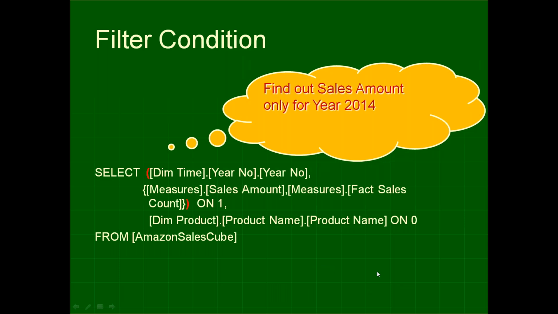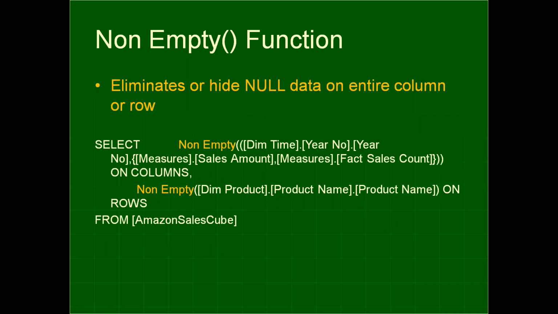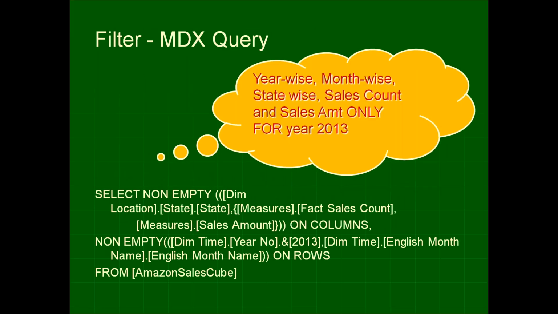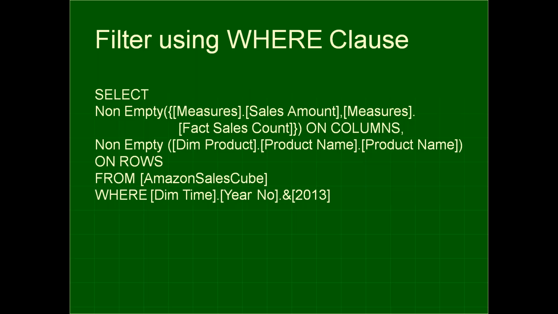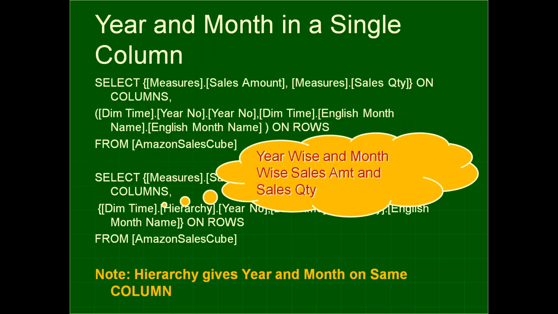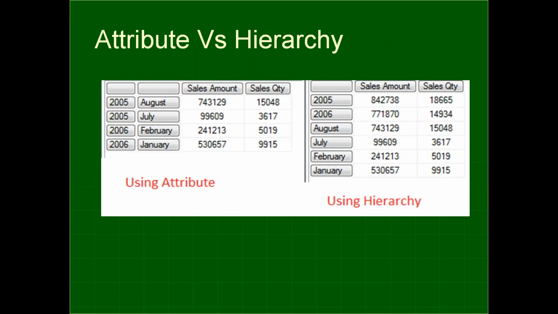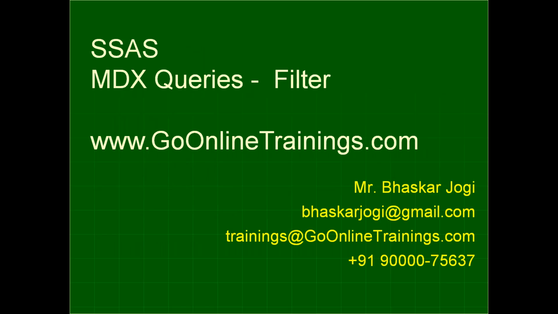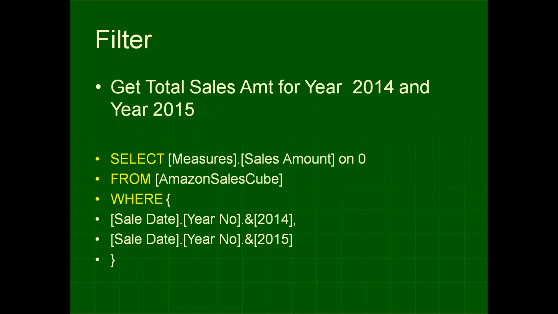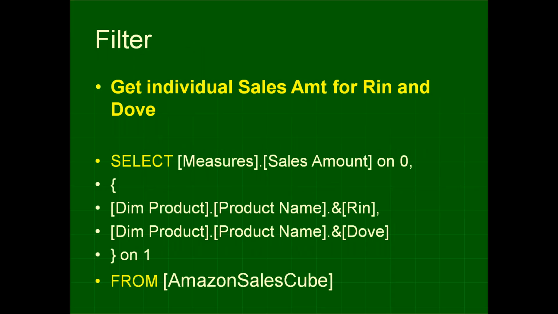Filter condition with 2014 data, I would like to have it. You can have it there. Non-empty we discussed already. Filter already we discussed. So filter using where clause, fine. Year and month single column, this we'll discuss tomorrow. This also we'll discuss tomorrow.